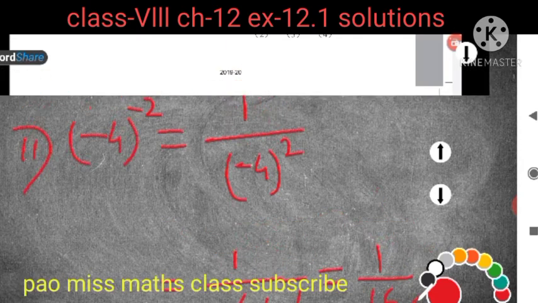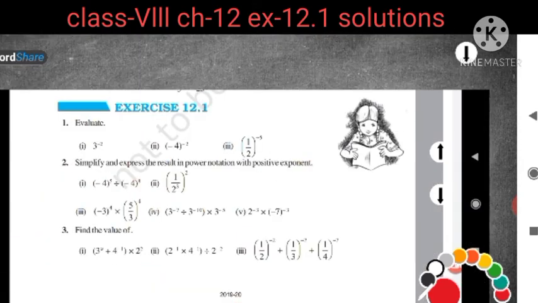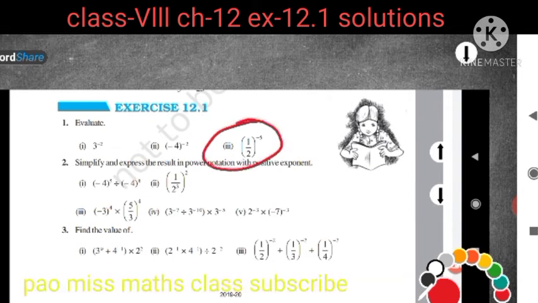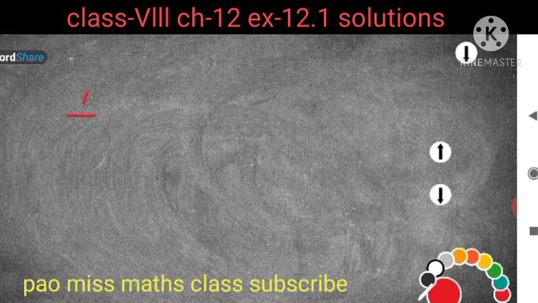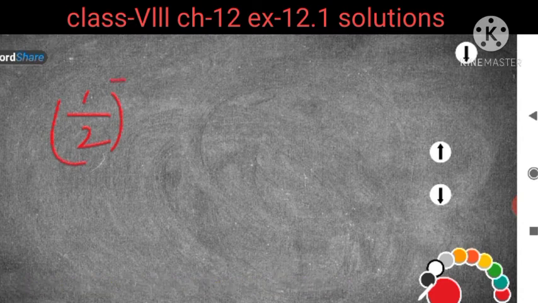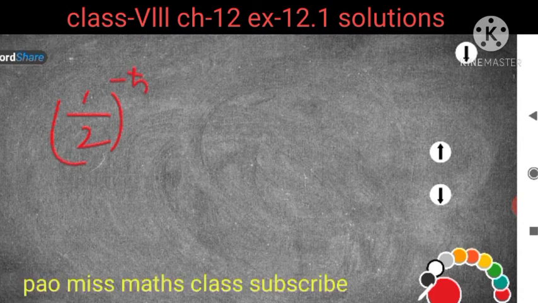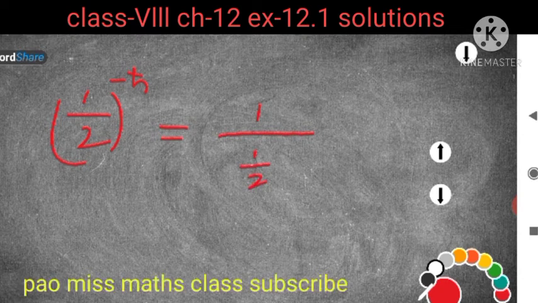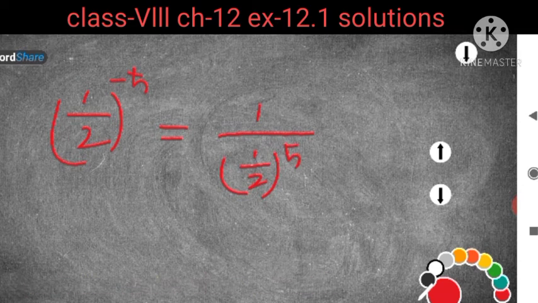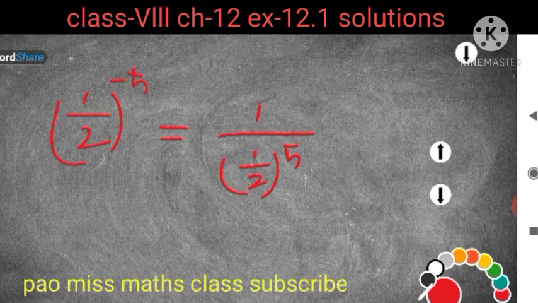Now come to the next question, question number 3. Question number 3 is your homework. Okay, but let me solve this question also. So what is given? 1 upon 2 to the power minus 5, isn't it? If you want to make this power positive, then it will become 1 upon 2 to the power 5, isn't it? This is according to the law of exponents, it will become in this way.